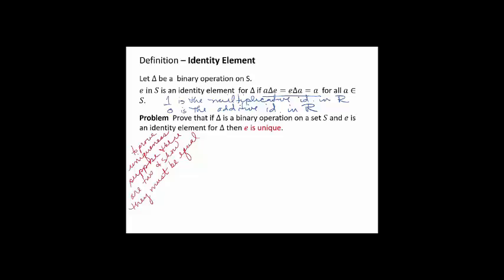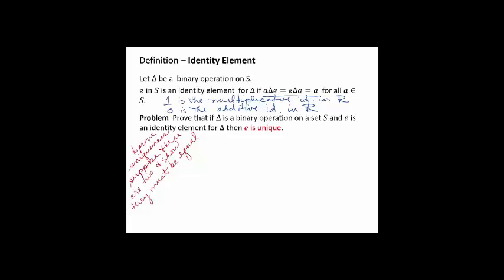To prove something is unique, you suppose that there's more than one. Well, then there'd have to be two. So you suppose there are two and show that they must be equal. And then you have shown uniqueness. So in this example, we will do just that.